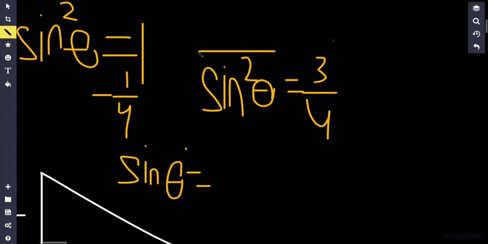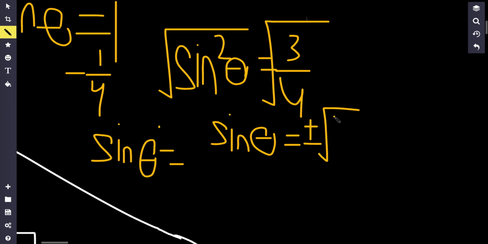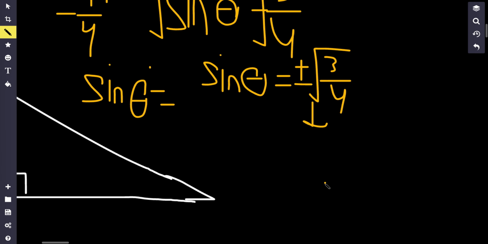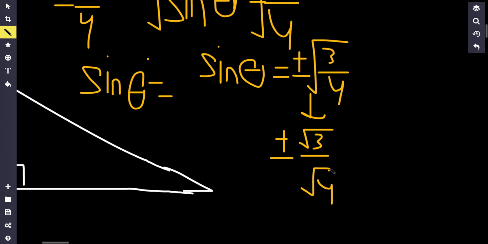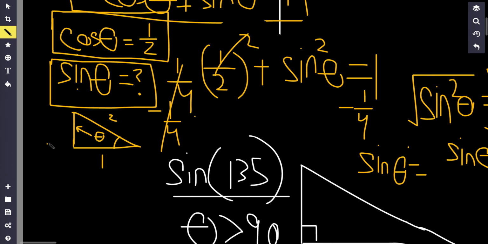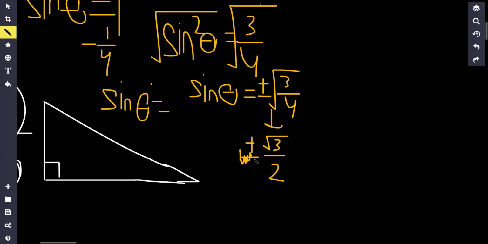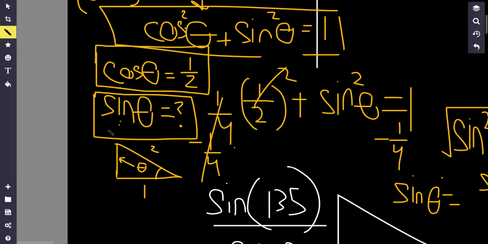Now to find out what sine of theta is equal to, all we have to do is take the square root of both sides. So we get sine of theta is equal to plus or minus the square root of 3 divided by 4. We can rewrite this as plus or minus the square root of 3 divided by the square root of 4. Square root of 4 is just equal to 2. And we're not done yet because we're talking about the lengths of a triangle, and obviously the length of a triangle can't be negative. So our answer is going to be positive: sine of theta is square root of 3 divided by 2.